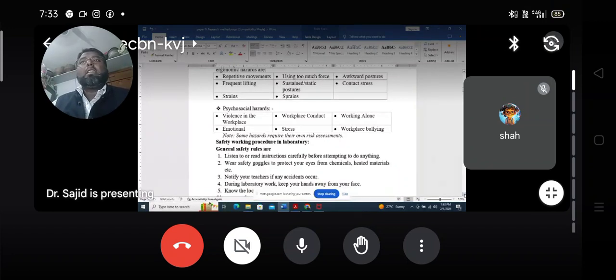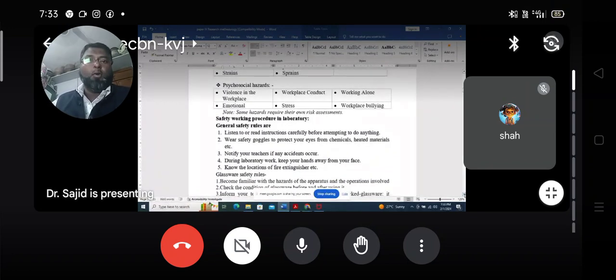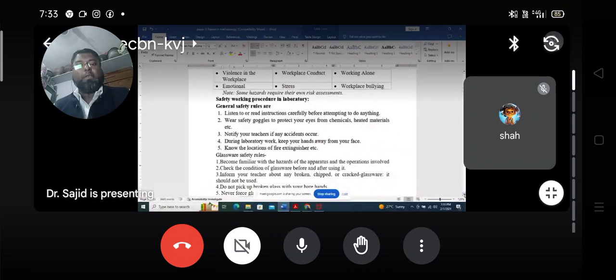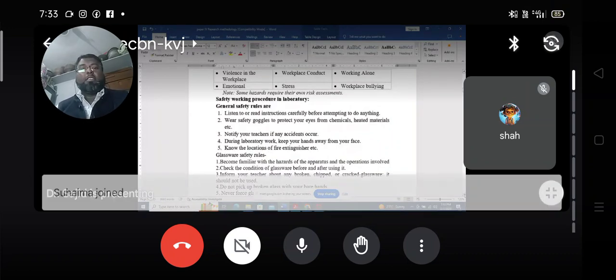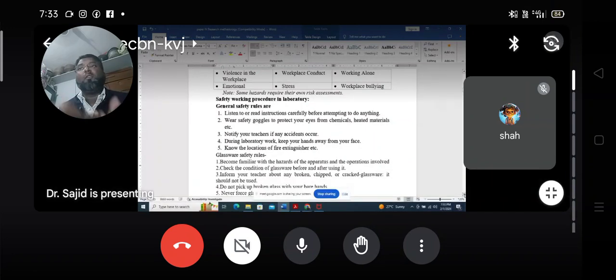Then what are the general safety procedures or rules which we have to follow while working in the lab? First of all, we have to listen to whatever instructions are given by our supervisor or teacher or guide, and we have to read whatever instructions are provided in the handbook, in the manual, or whatever material you are using for performing the experiment. At that time you have to read the instructions carefully.